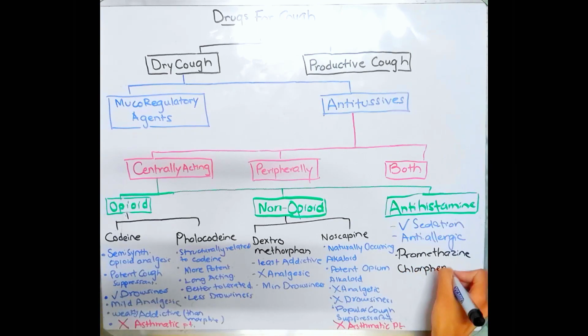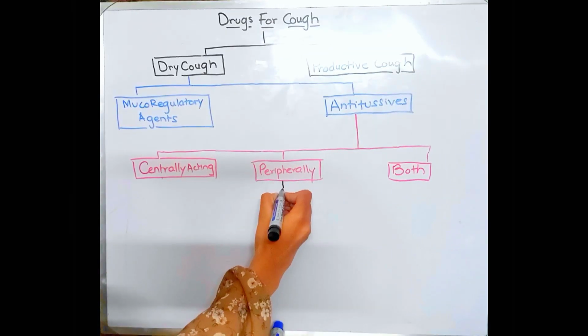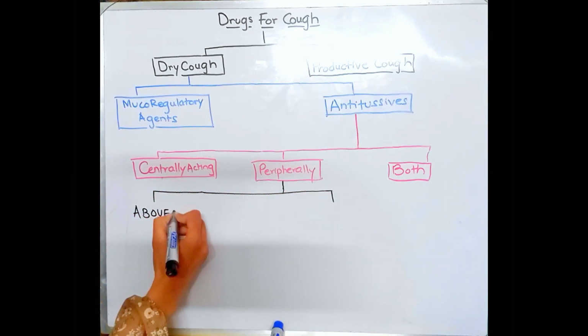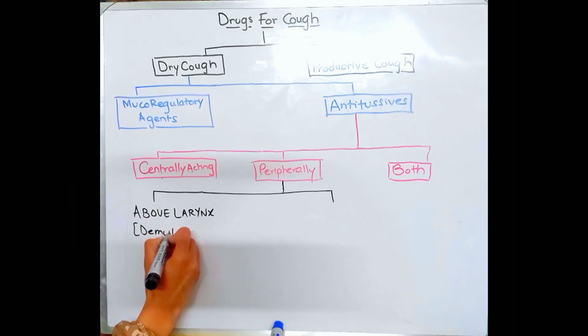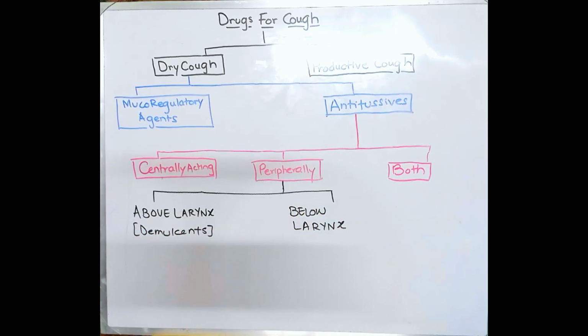Then here we have the different drugs like promethazine, chlorpheniramine and diphenhydramine. Now let's discuss the drugs that act peripherally. In this category we have two types of drugs: one that acts above the larynx, also known as demulcents, and the other that acts below the larynx. Now let's discuss the demulcents.